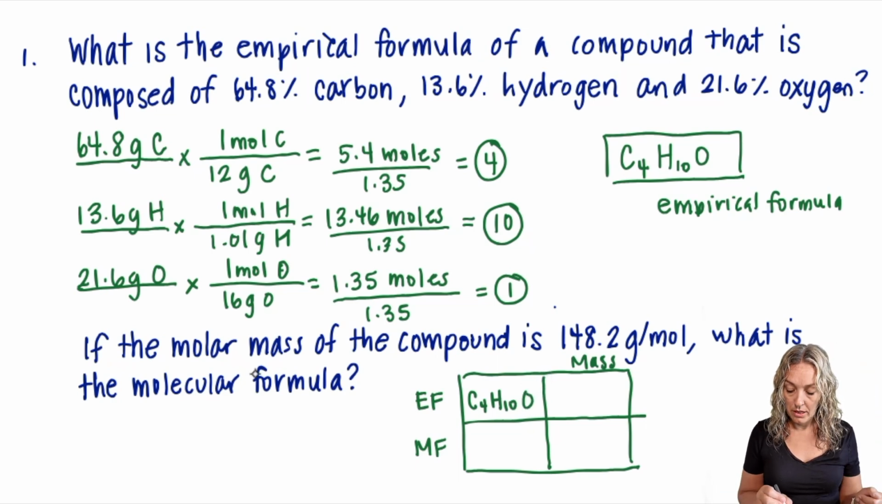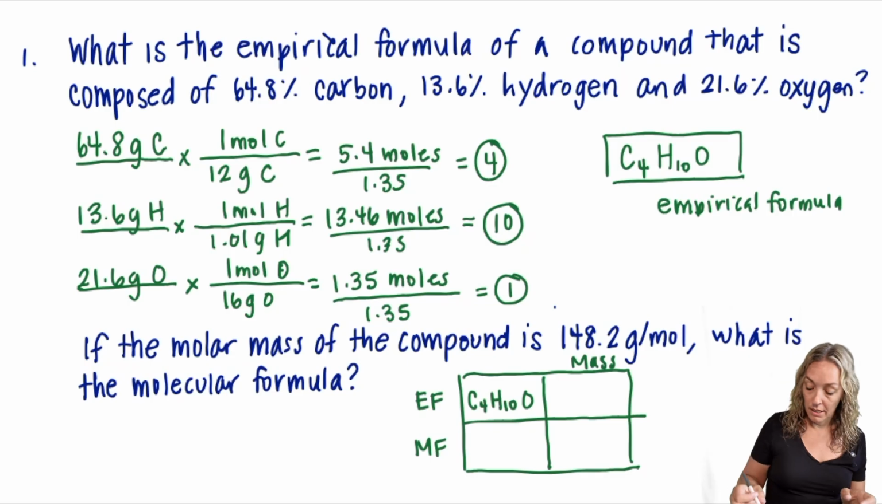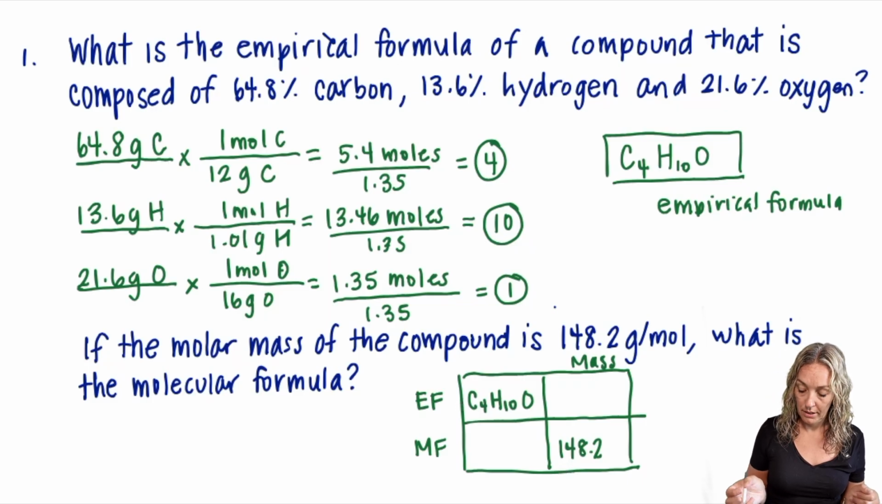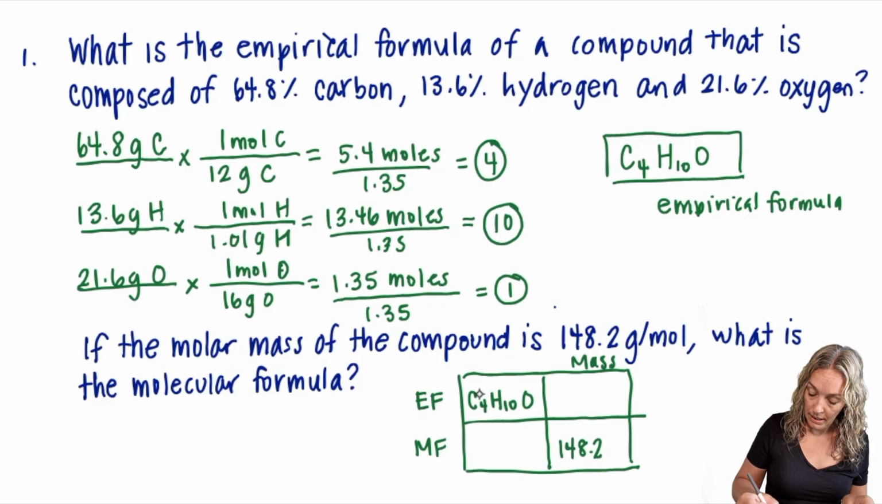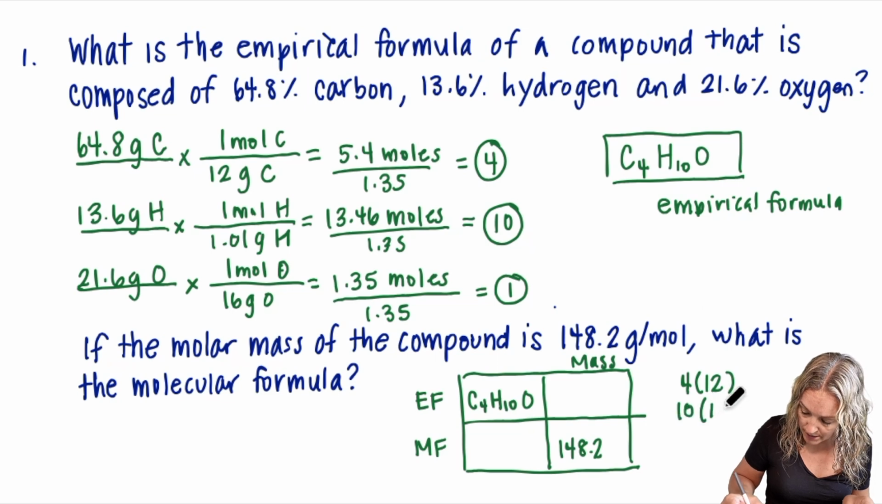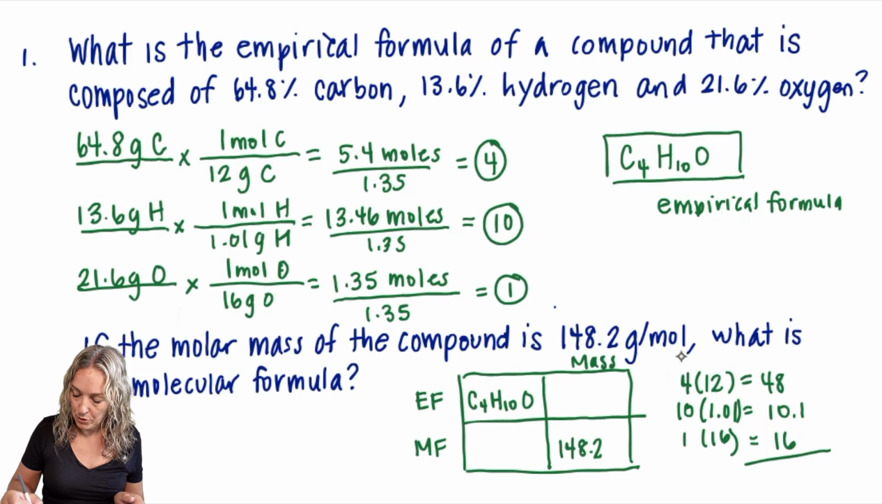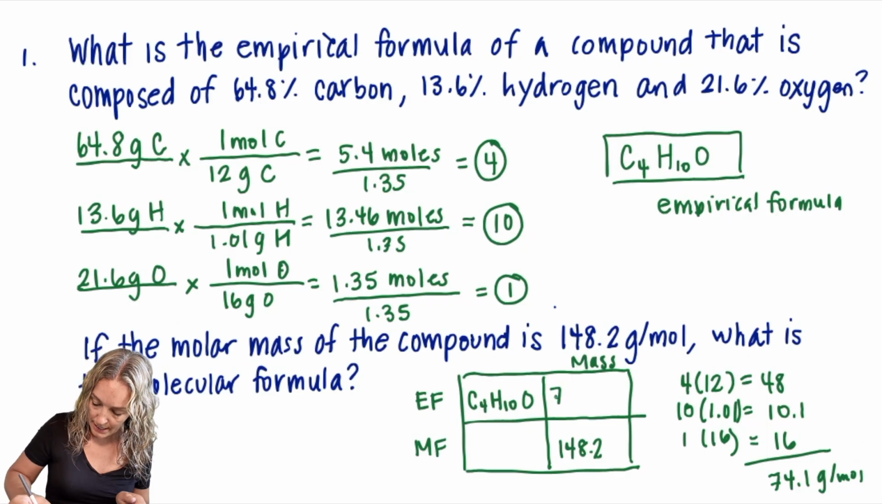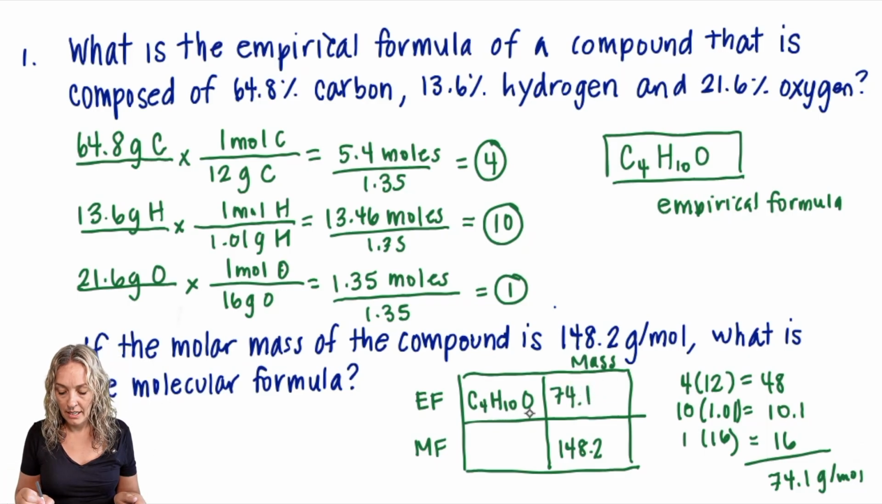Now, I also know that the molar mass of this compound is 148.2 grams per mole. So when it's talking about the molar mass, that is referring to the molecular formula. So if I can find out how much mass is in my empirical formula, it can help me find my molecular formula. In order to find the mass from my empirical formula, I'm going to add up 4 carbons using the mass on the periodic table, 10 hydrogens, and 1 oxygen. I'm going to add up the mass off the periodic table, multiply it by the number I have, and I end up with 74.1 grams per mole. That is the mass of my C4H10O.